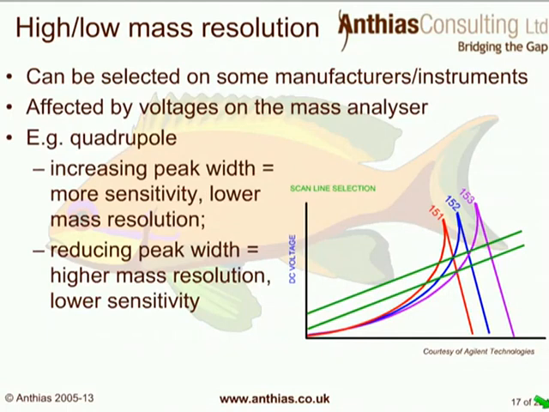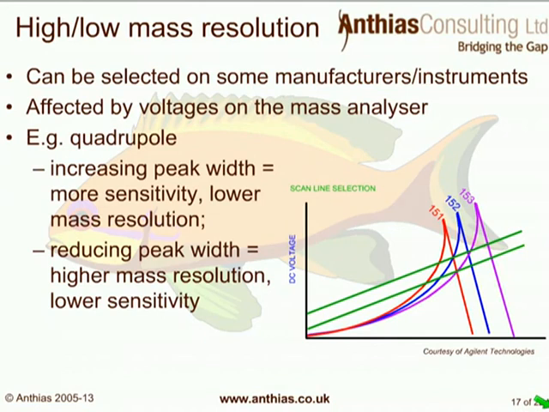On some instruments we can also decide in our mass spectrometer method about high or low mass resolution. If we work at a high mass resolution, then of course it means that we can see individual masses very, very easily, whereas with a lower mass resolution, we won't be able to separate masses quite so well, but that's not a problem if we're doing something like selected ion monitoring mode where the masses are quite far apart.